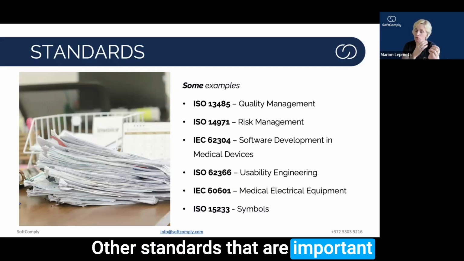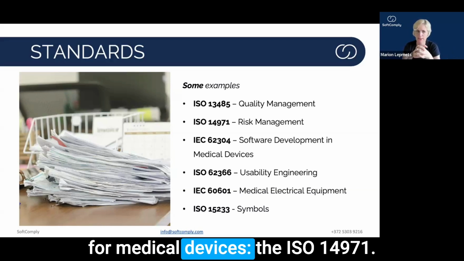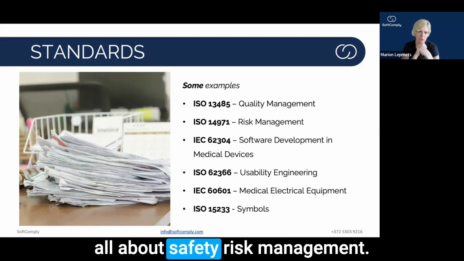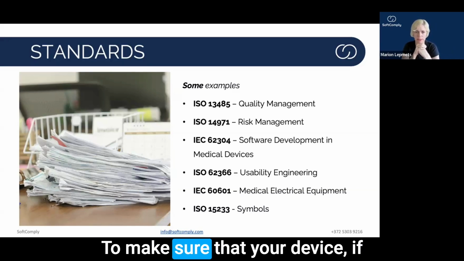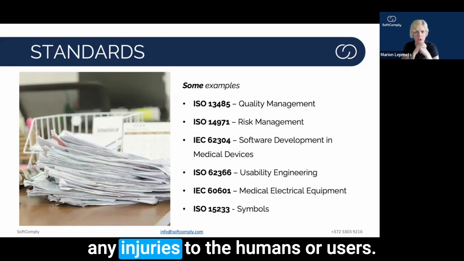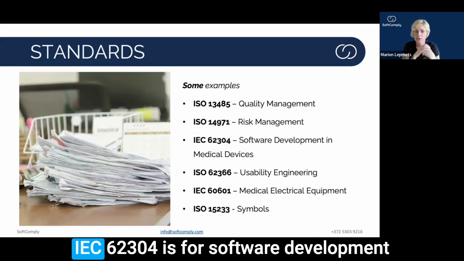Other standards that are important for you is the risk management standard for medical devices, the 14971. And when we talk about risk management, which we will talk more about, it's all about safety risk management to make sure that your device, if something fails in it, does not cause any injuries to the humans or users.